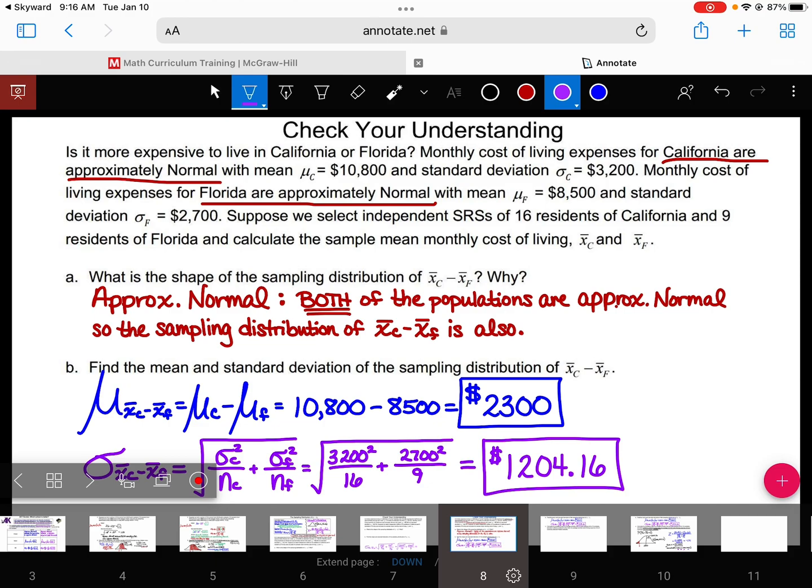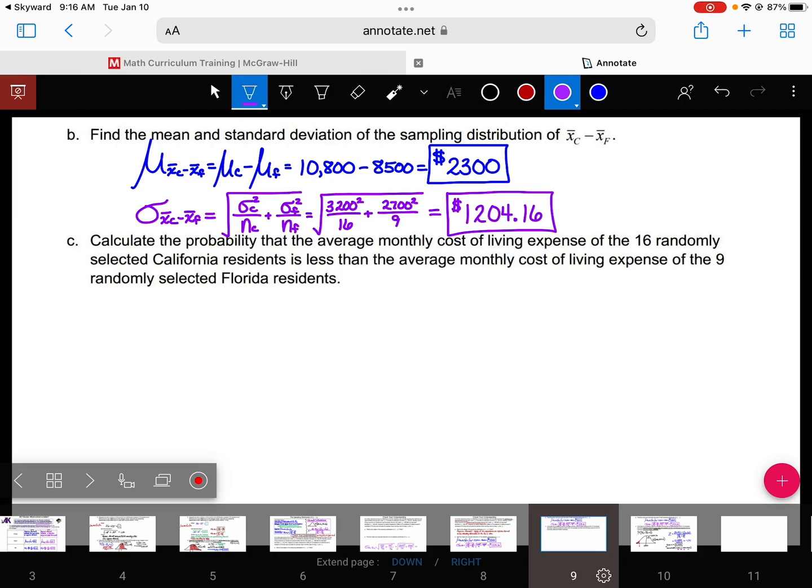For the third question on here, it said that we wanted to calculate the probability that the average monthly cost of living expenses of the 16 randomly selected California residents is less than the average monthly cost of living expense of the 9 randomly selected Florida residents. So basically, we're trying to figure out the probability that it is cheaper to live in California than it is to live in Florida. What would the difference between those two be if it cost the same to live in both places? 0.